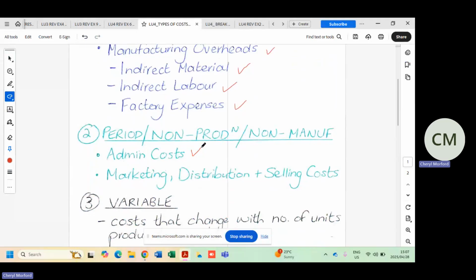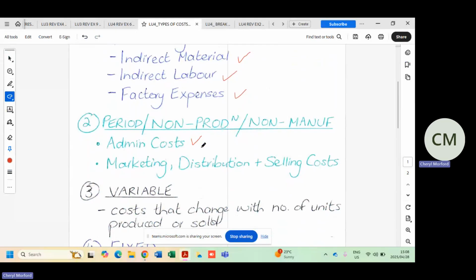If we are looking at the security guards in the factory, that is indirect labor, manufacturing overhead. However, if the same company provides security staff to guard the office, then it's a period cost because it's an admin cost. Going then to depreciation. If it is depreciation of photocopiers, etc., it's a period cost and an admin cost.